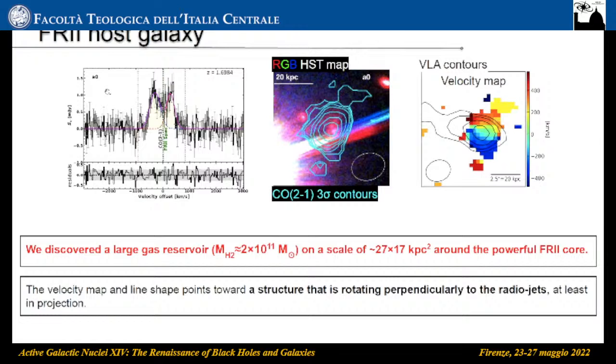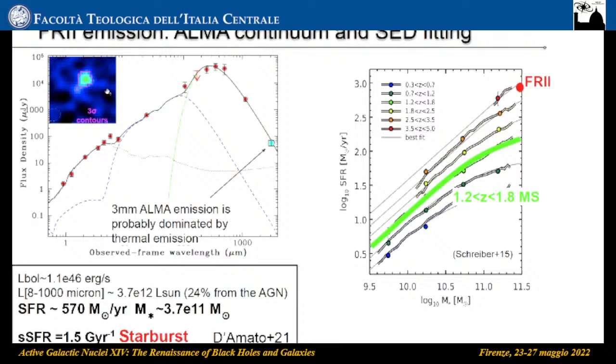We also detected the continuum emission in the host galaxy at 3 millimeters. And thanks to the broadband coverage of the host galaxy, we can also perform the SED fitting, thanks to which we derived a star formation rate of about 600 solar masses per year, and a stellar mass of about 4 times 10^11 solar masses.